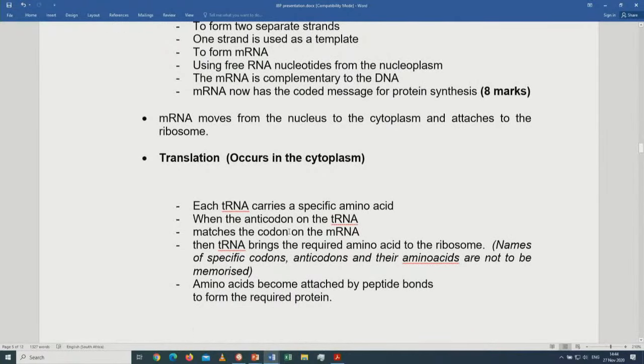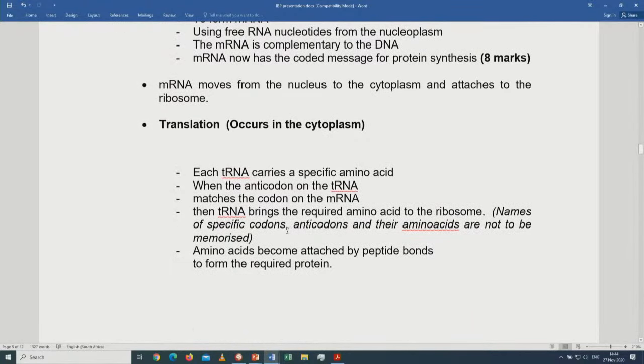Then the process of translation occurs. This occurs in the cytoplasm of the cell. Each tRNA carries a specific amino acid. When the anticodon on tRNA matches the codon on mRNA, tRNA brings the required amino acid to the ribosome. Amino acids become attached by a peptide bond to form the required protein. Peptide bonds are the type of bonds that join together two adjacent amino acids.